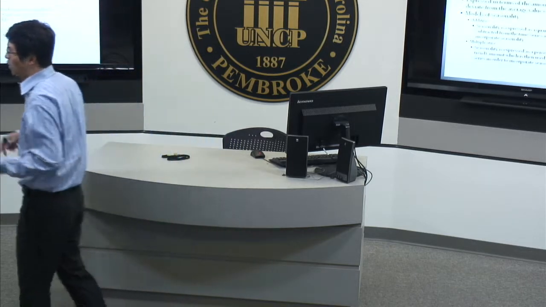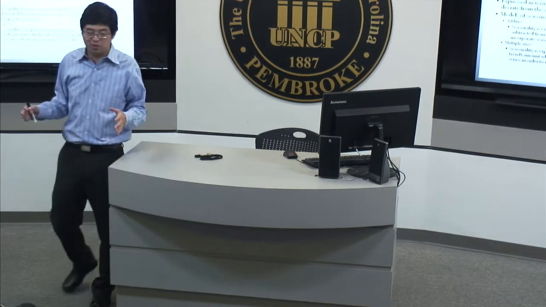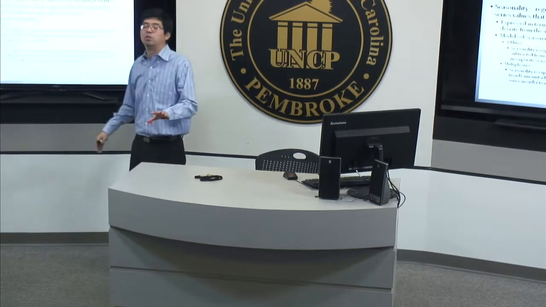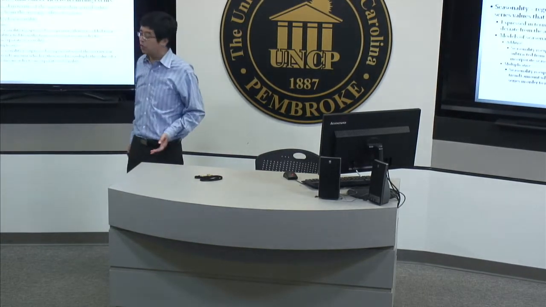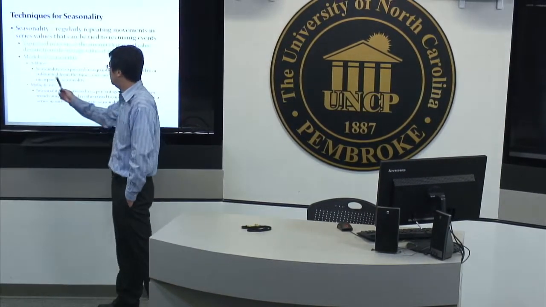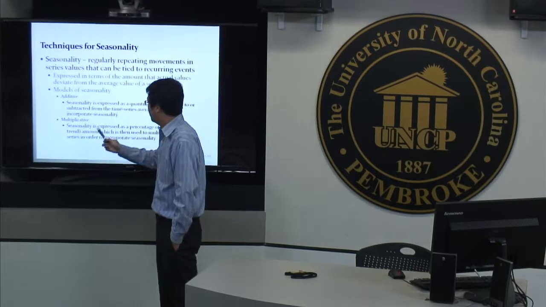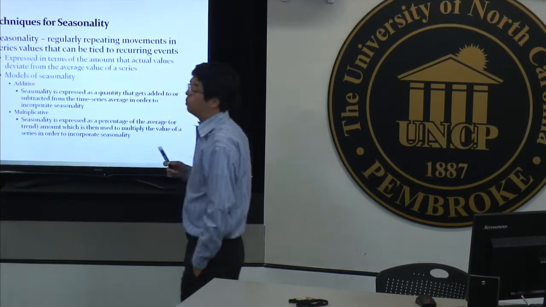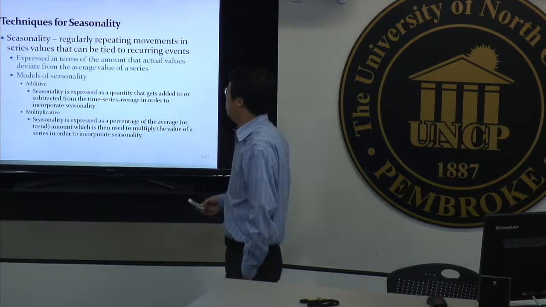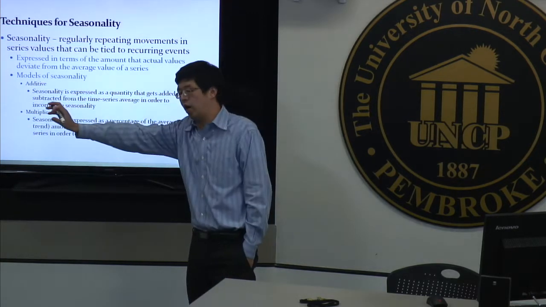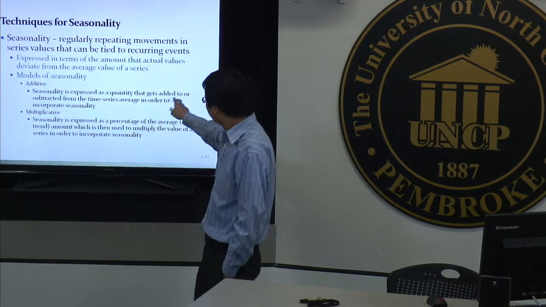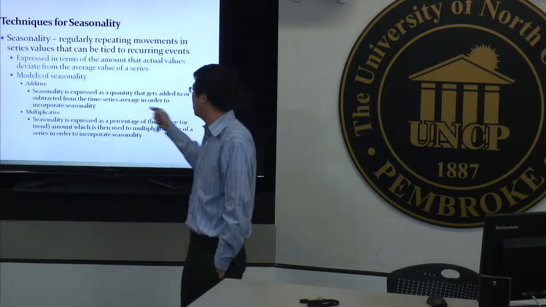So all the methods we have introduced so far are time series methods. They're useless when we want to make a forecast for products having seasonality. Two models can capture seasonality. One is the additive model, and the other is the multiplicative model. The additive model is very simple. When we want to make the forecast for the high season or low season, we express it as a quantity added to or subtracted from the time series average.